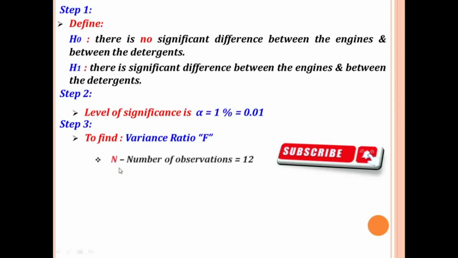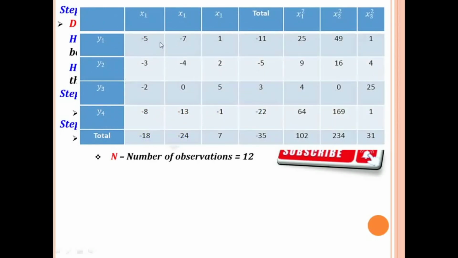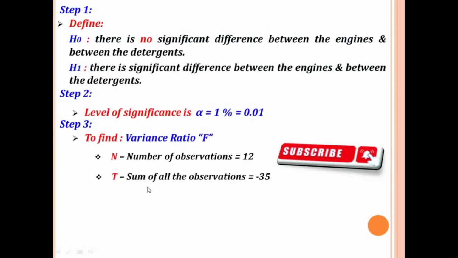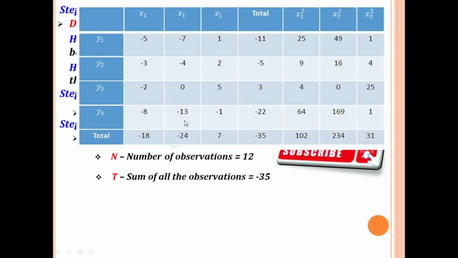First I am going to find n, which is nothing but the number of observations, which means the number of given observations. We get 12. For example, we see this is our data. In this data we have only 12 values. Column wise, three columns are there, so in each column we have four values. So 4 plus 4 plus 4, 12. Next we find T. T is nothing but the sum of all the observations, which means if we add these 12 values, we get minus 35. So sum of all observations equals minus 35.